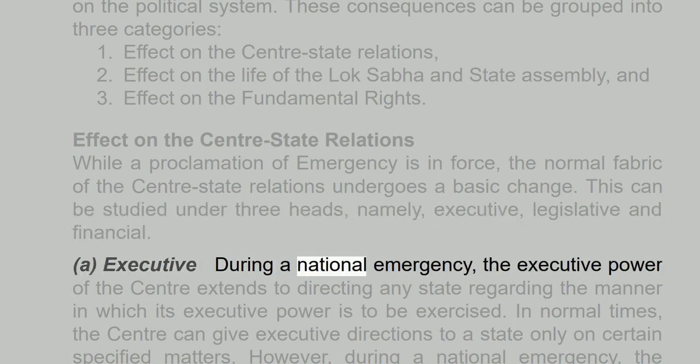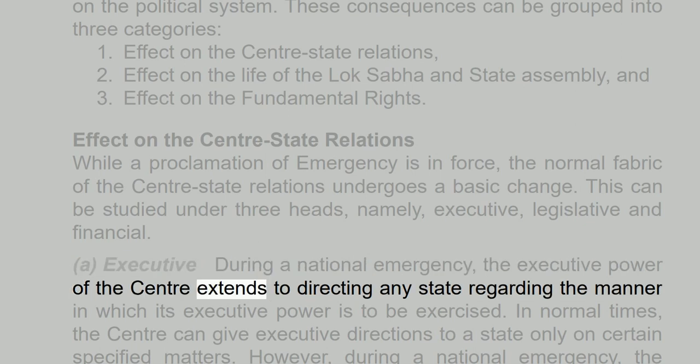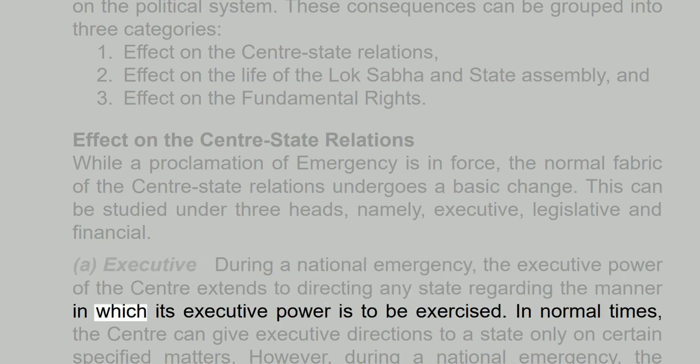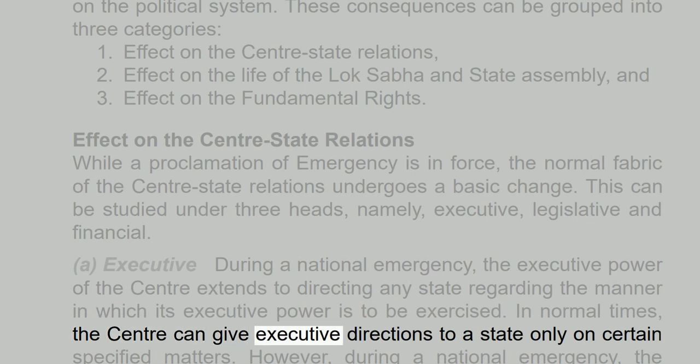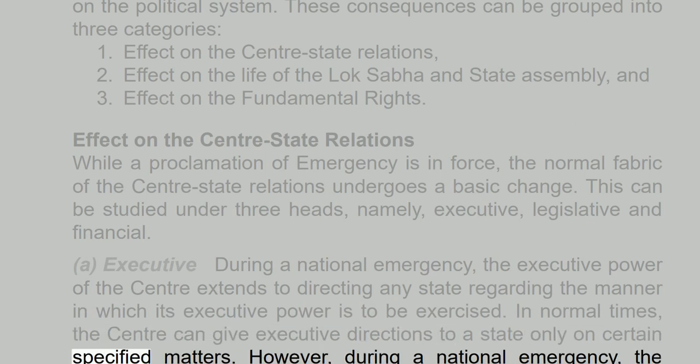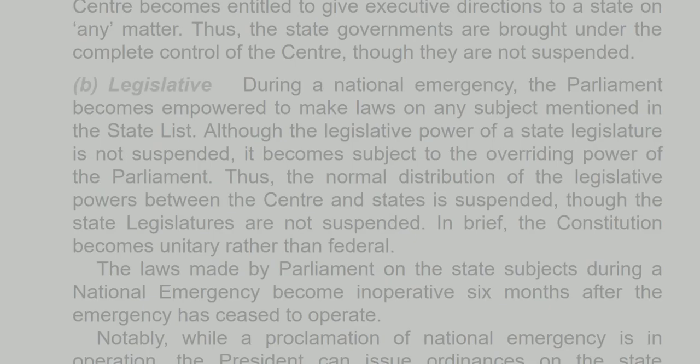Executive. During a national emergency, the executive power of the center extends to directing any state regarding the manner in which its executive power is to be exercised. In normal times, the center can give executive directions to a state only on certain specified matters. However, during a national emergency, the center becomes entitled to give executive directions to a state on any matter. Thus, the state governments are brought under the complete control of the center, though they are not suspended.